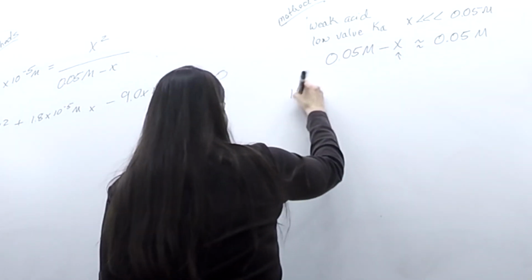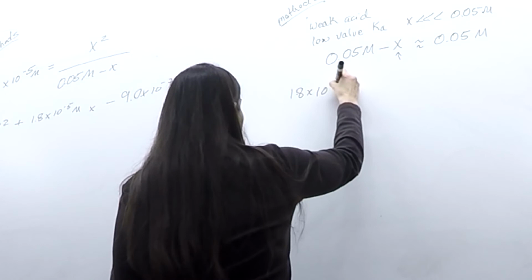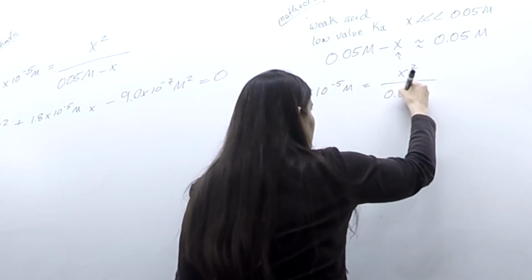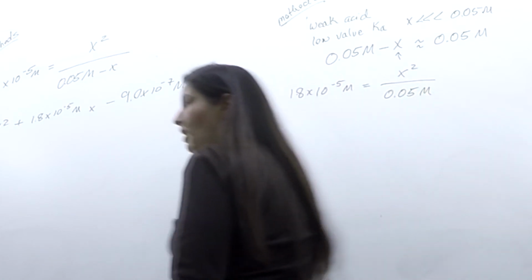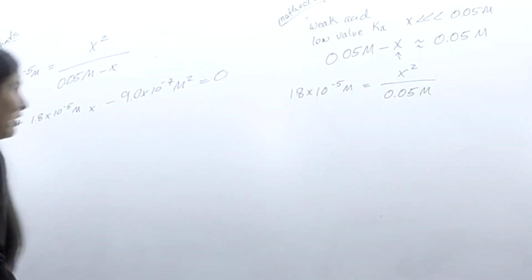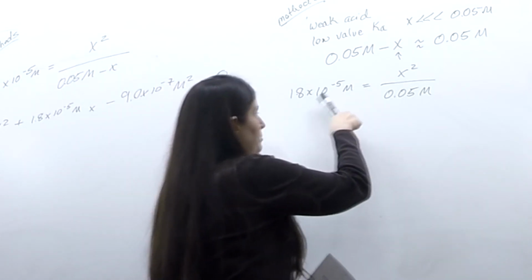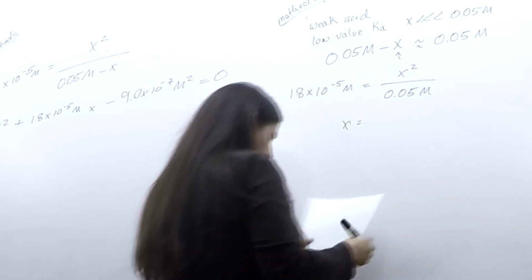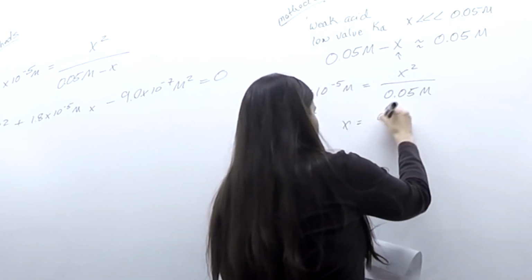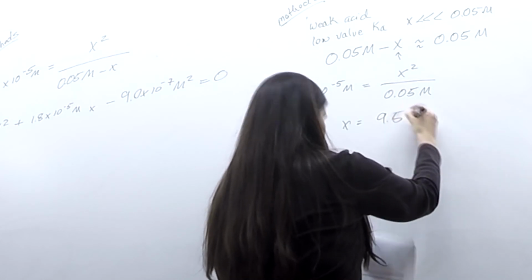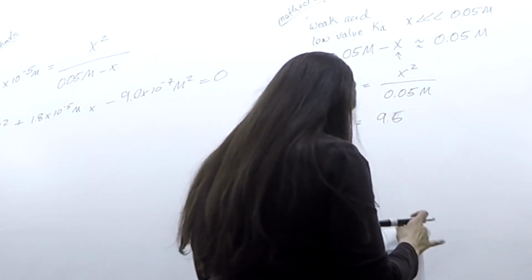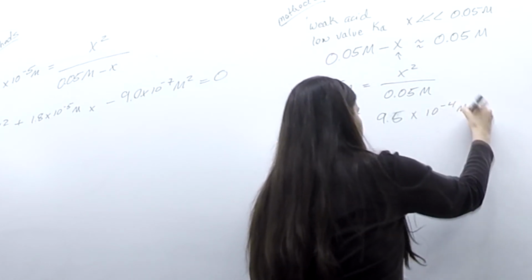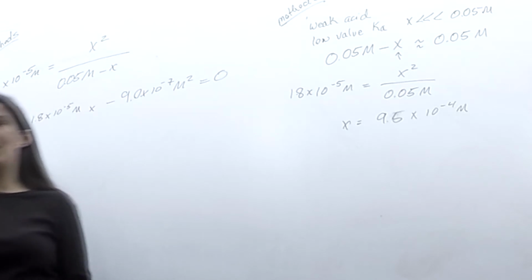That's going to simplify our calculation quite a bit, because now we just have a number on the bottom. So we solve for this. We take this over here, we multiply the two together, we take the square root, we end up with X in our first iteration being 9.5 times 10 to the minus 4.